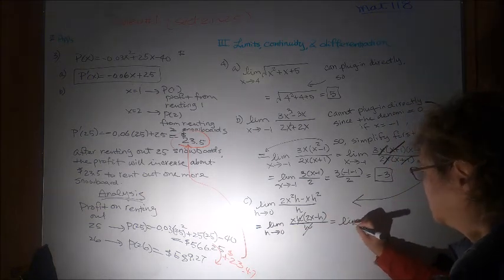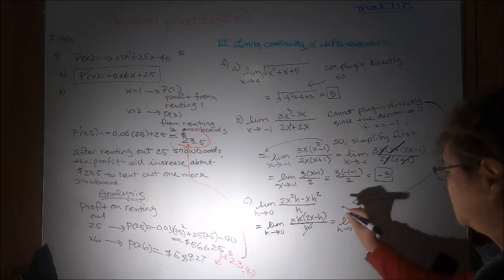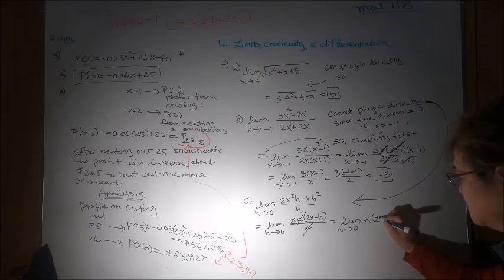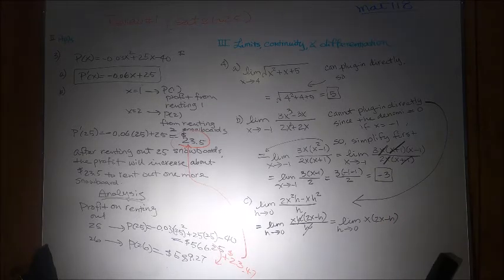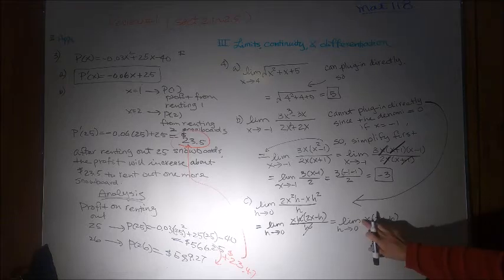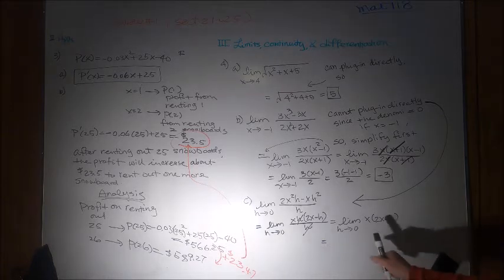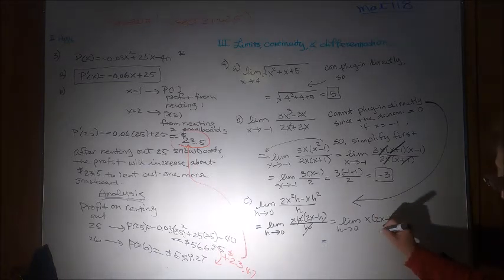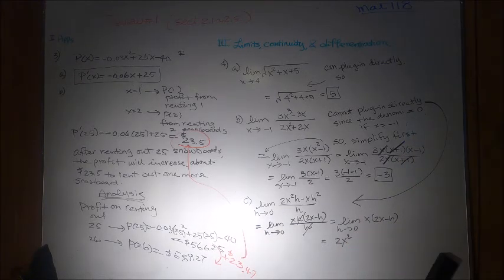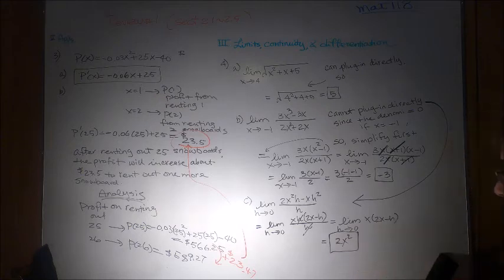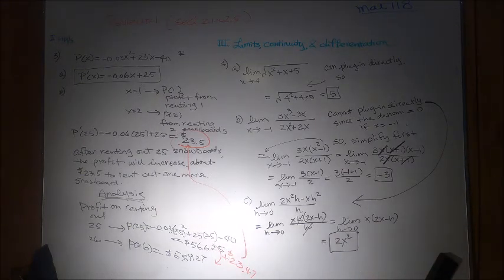Then we have the limit, the h is gone, so you have x times (2x minus h), right? Now we check if we can plug in or not. If we cannot, that means there are some issues, and you may not be able to find the limit, but at this time we can. Plugging in h equals 0, you end up with 2x squared. That would be your answer for this problem. Good?